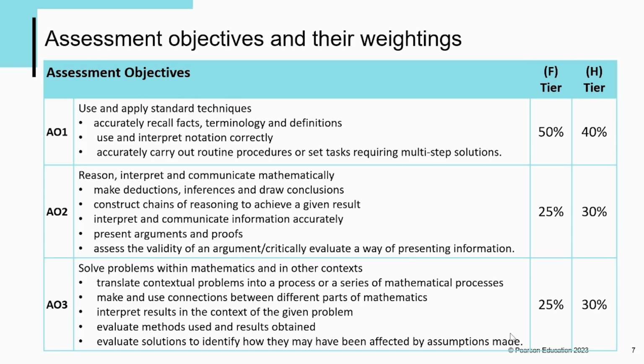AO2 questions are where students need to reason, interpret, and communicate their thoughts mathematically. These are weighted at 25% for the foundation tier and 30% for the higher tier. And finally, the AO3 questions, where students are required to solve problems both within mathematics and also in other contexts. These are weighted at 25% for the foundation tier and 30% for the higher tier.